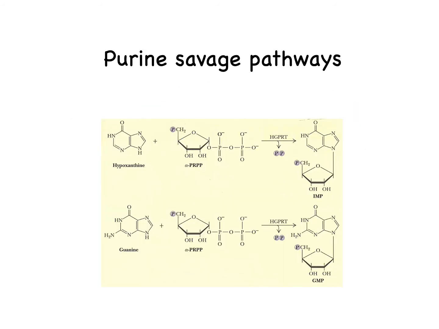So that was the de novo pathway, and we also have a salvage pathway, and that's shown here for both guanine and hypoxanthine, and it's shown together because they both use the same enzyme. So basically, if you have either one of those bases, you can add it to PRPP to make IMP or GMP, and that uses the enzyme hypoxanthine guanine phosphoribosyltransferase.